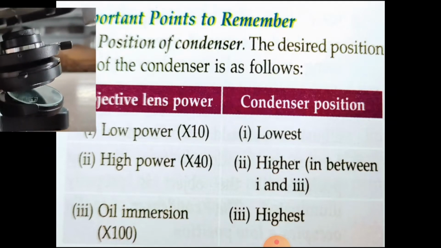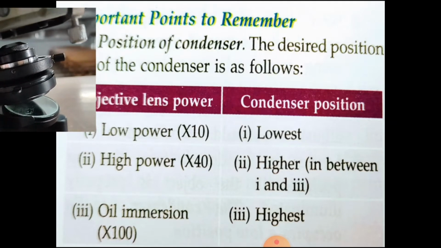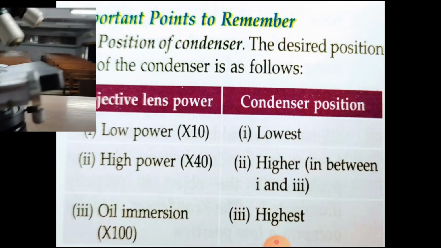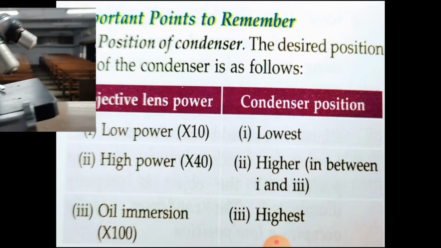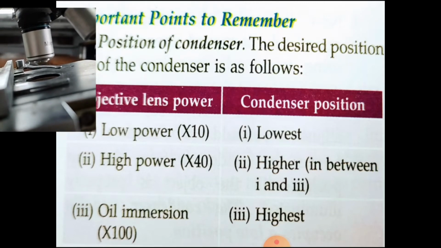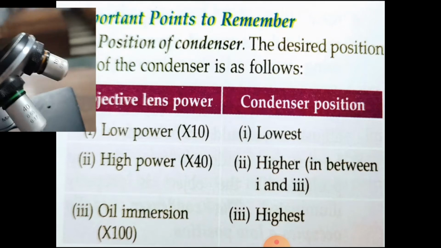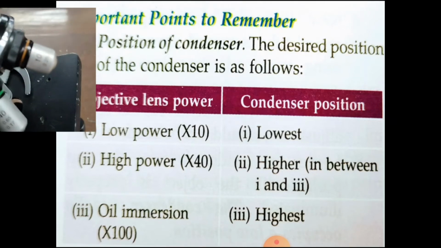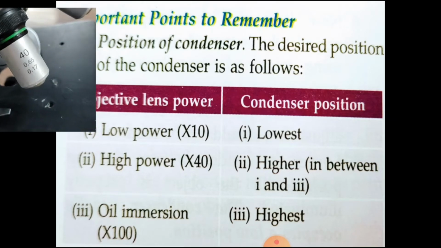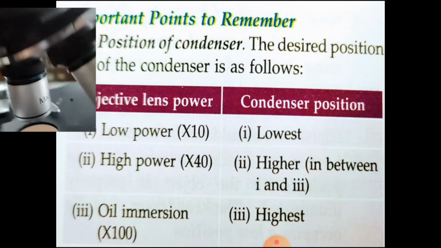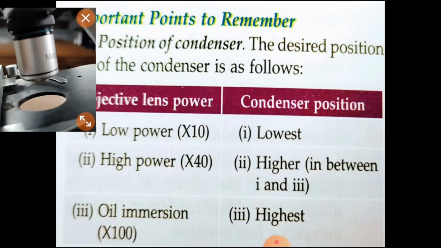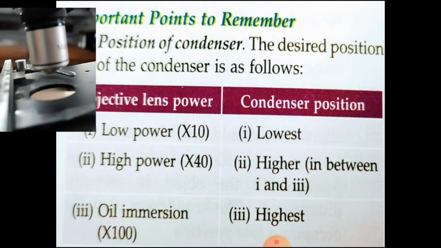Remember the working distance, which is the minimum distance between the lowest point of the objective lens and the slide. The working distance is 5 to 15 millimeters in the case of the low power objective lens, 1 to 3 millimeters in the case of the high power objective lens, and about 0.5 to 1.5 millimeters in the case of the oil immersion lens.